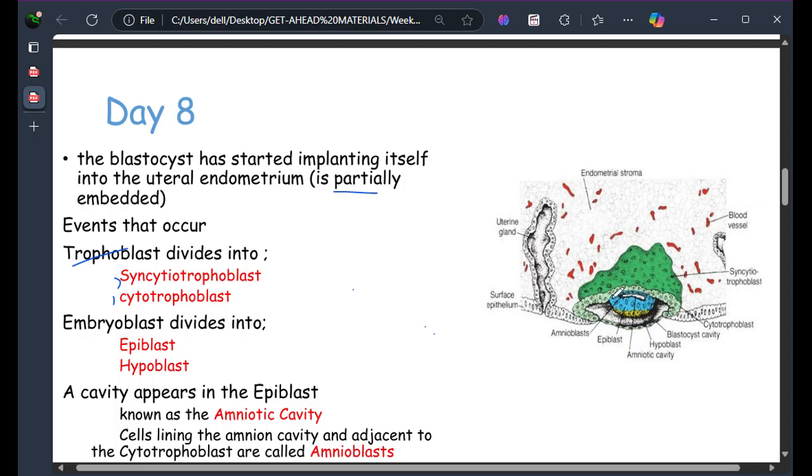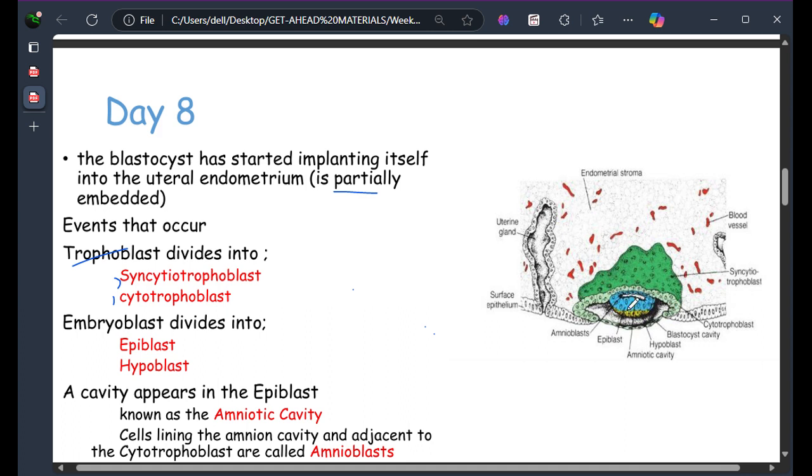So it's like an interface between the embryo and the endometrium of the mother. That's how we are going to find structures that enable exchange of materials between the mother and the developing baby. That's why it's called the syncytial trophoblast, because it forms a syncytium. All right. Then the cytotrophoblast is the one that is lining on the embryo side there. Okay, so those are the two structures that the outer cell mass splits into.